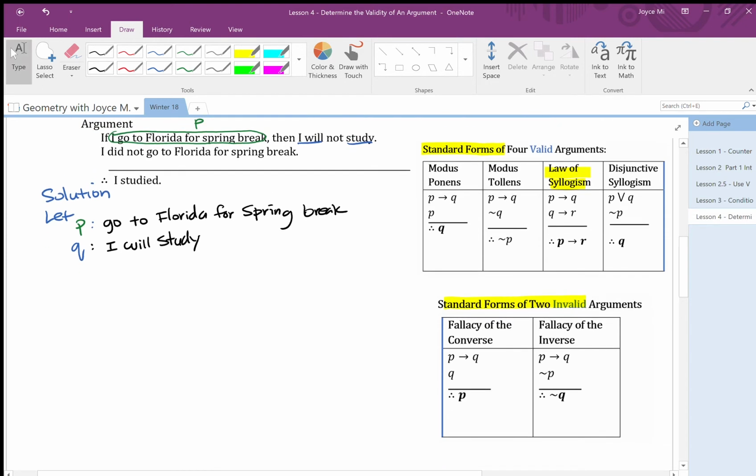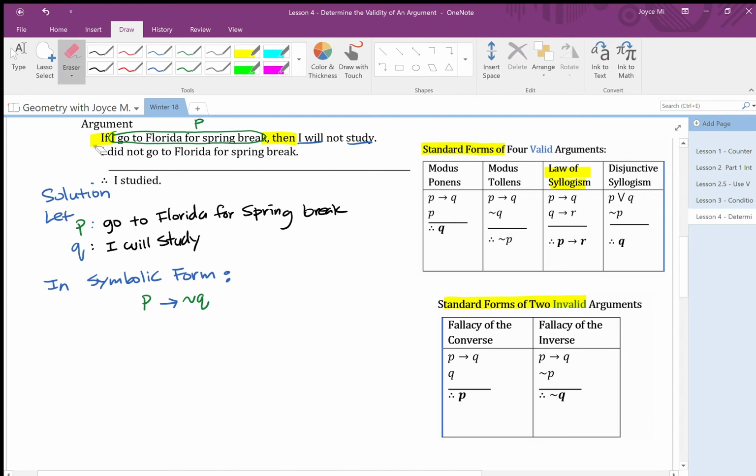Now, in symbolic form, the first statement becomes: notice that I have an if and then. That is a conditional statement. So if I go to Florida for spring break tells me P implies Q. If and then, using the notation like this, conditional statement. I go to Florida for spring break, P. I will not study. Well, study is Q, so not study will be the negation of Q. Okay, that's your first premise.